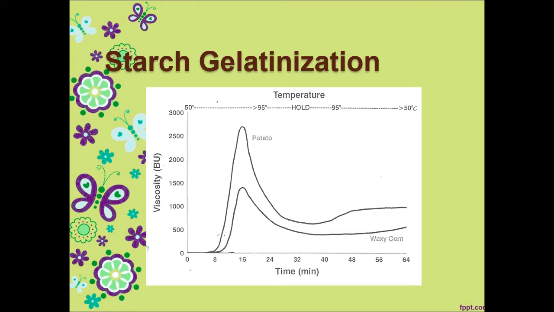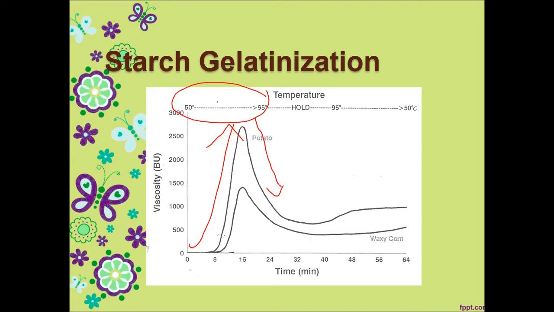To monitor starch gelatinization, we can measure the viscosity as a function of temperature. If you see in this graph here, as the temperature increases, the viscosity will increase rapidly due to the swelling of the starch granules. Once the granules burst, you see a sudden drop in the viscosity, due to the bursting of the granules.